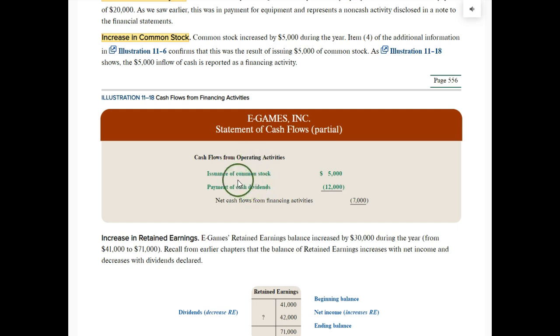Now, in this area, if they issue common stock, then cash came in the door because they sold common stock, so plus $5,000. If they pay dividends, that's cash going out the door, so minus $12,000. If they had borrowed money through bonds or notes payable, you would show a positive number. If they paid off some bonds or notes payable, you'd show a negative number. So net these two out. So net cash flows from financing activities minus $7,000.